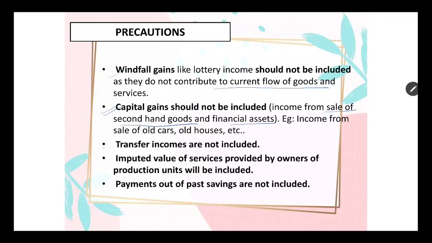Then transfer income, since it is a non-production activity and not a two-way transaction, we do not include. Imputed value of services provided by the owners of production units, yes, definitely this will be included. Why?